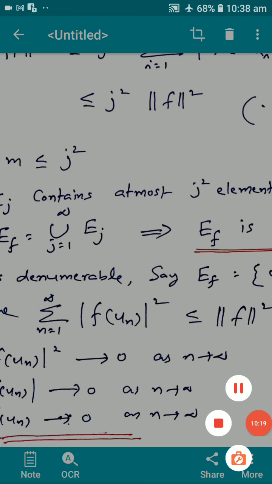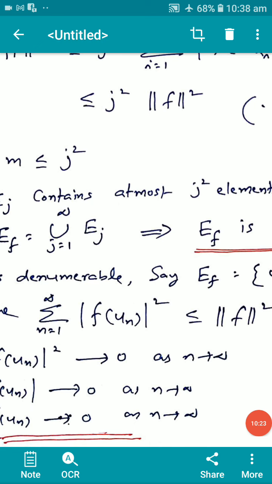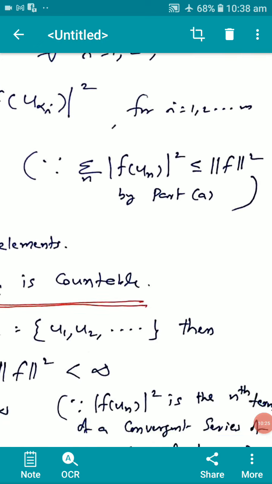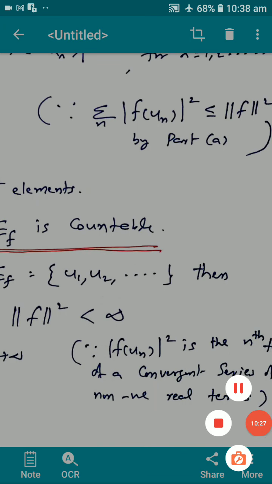This is how we complete our proof. That's all about the proof of this part. So we get two parts, that is A and B, and we have proved both here.